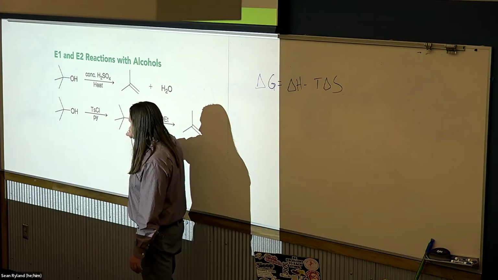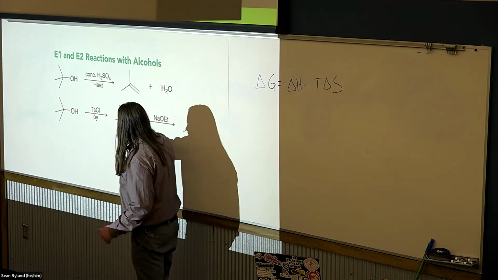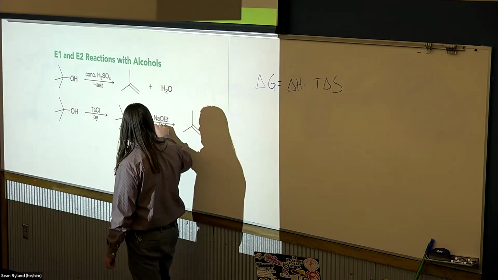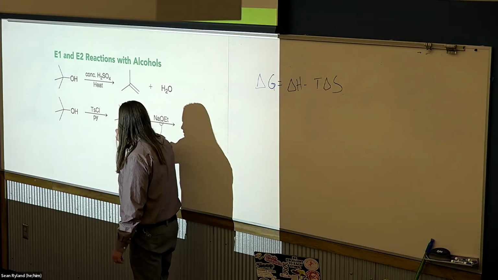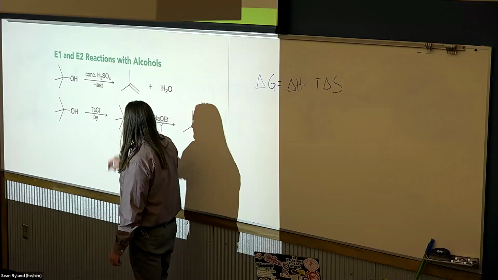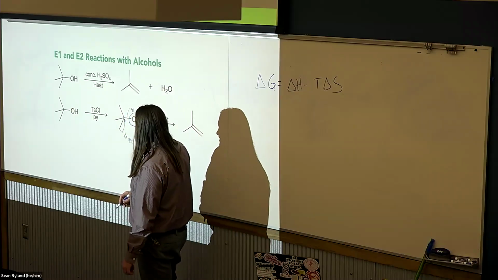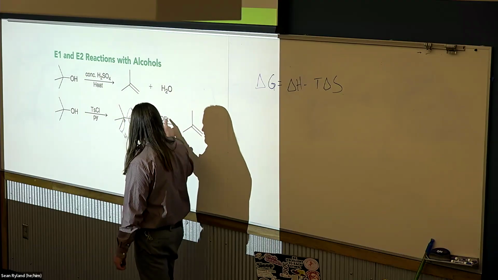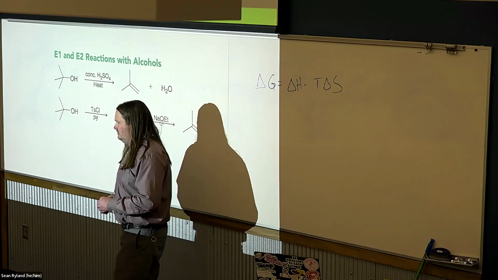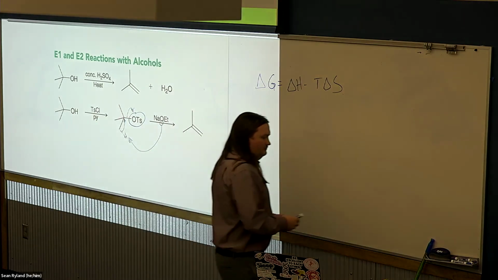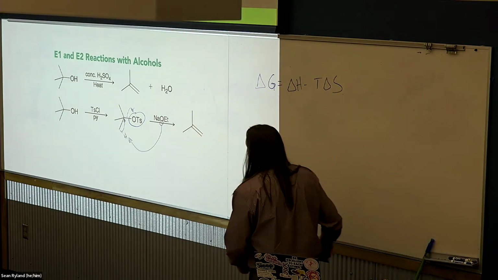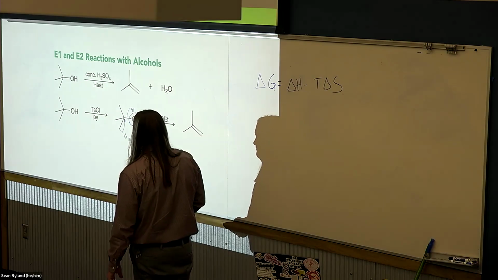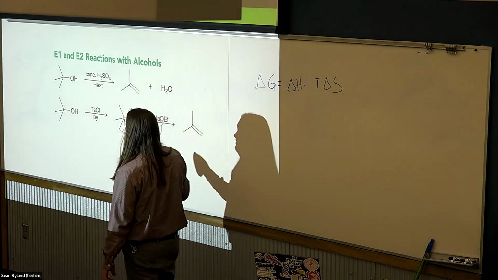So the OTs is going to be our good leaving group, put it with a strong base that can grab a hydrogen from over here. The leaving group leaves, the carbon-hydrogen electrons turn into pi bonds, and we deprotonated our alcohol. Right, so this is going to be our E2. So tertiary alcohols can do E2.